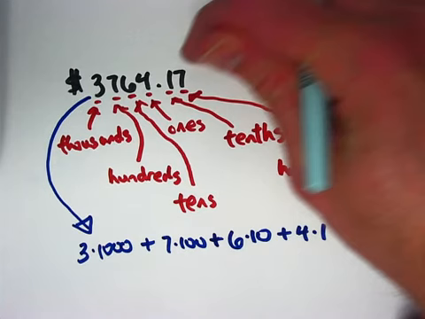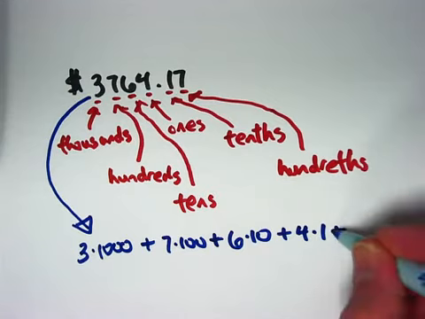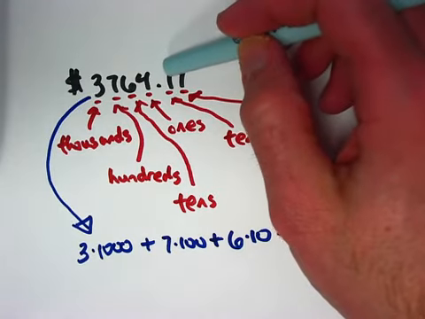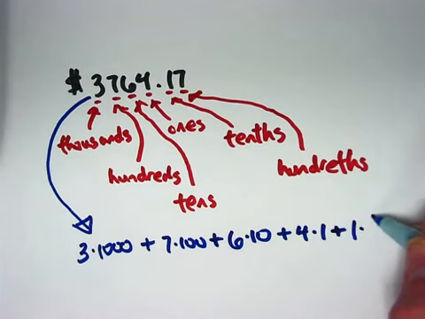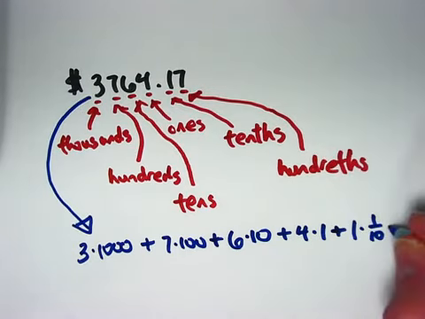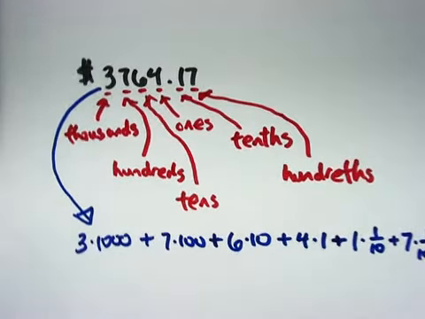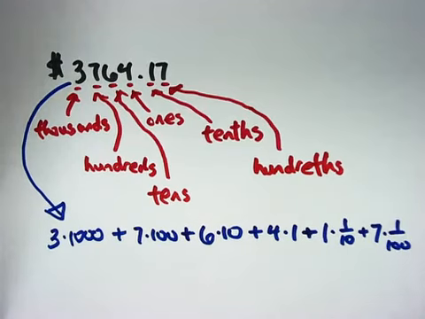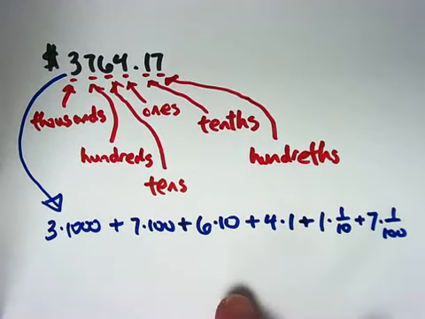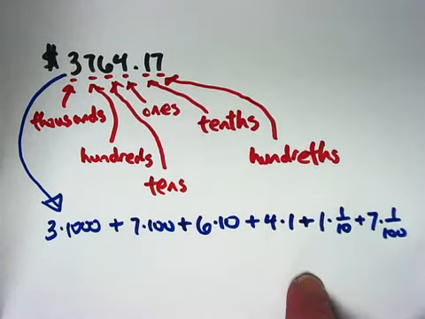But what about the 10th spot and the 100th spot? Those are related to fractions. The 1 in the 10th spot represents 1 times 1/10. 1 times the fraction 1/10. And the 7 in the 100th spot represents plus 7 times the fraction of 1 over 100. Okay, so that's what our symbolism, our place value representation of numbers means.